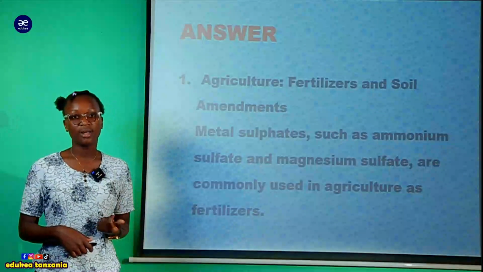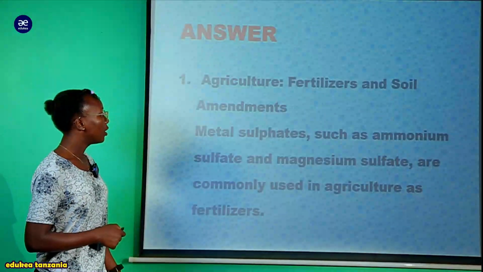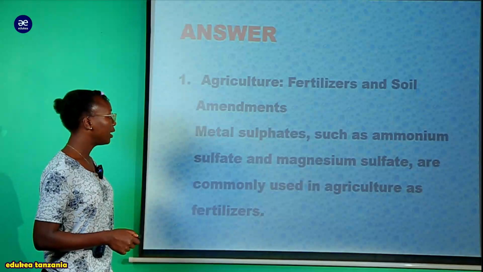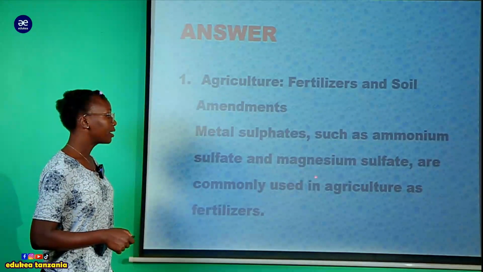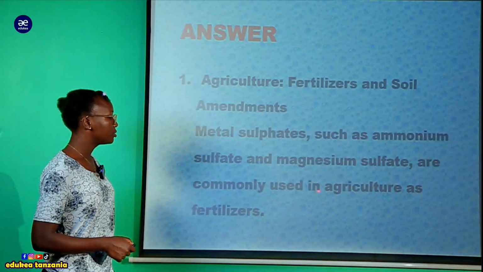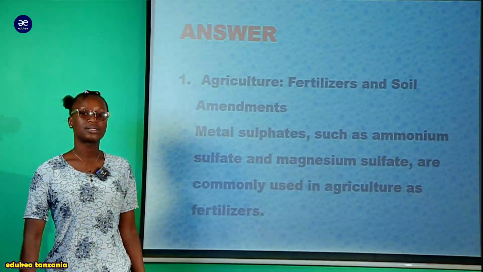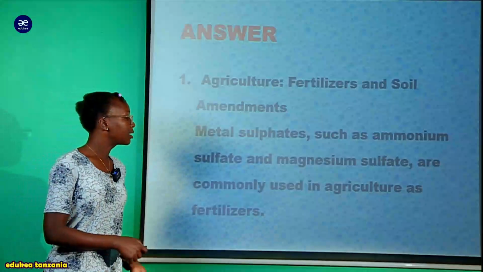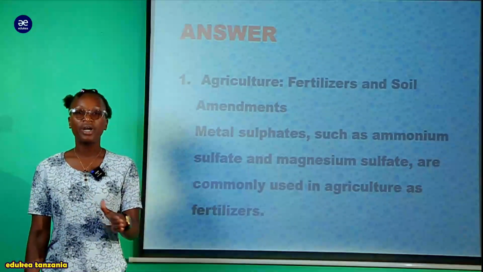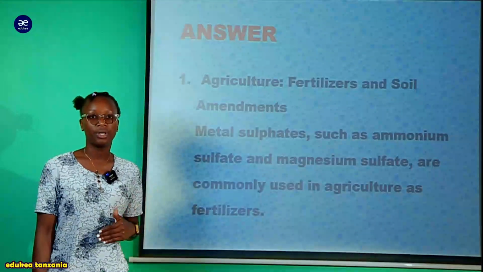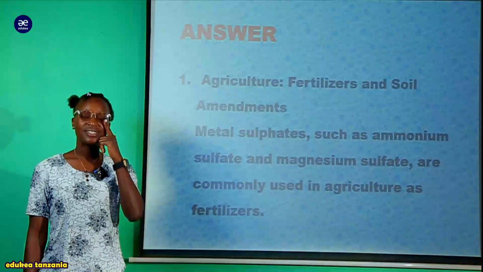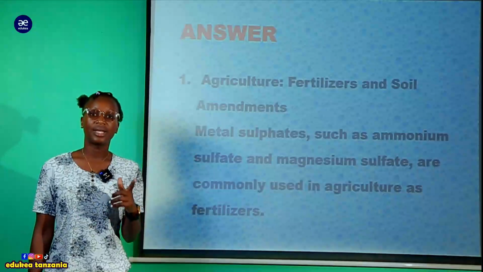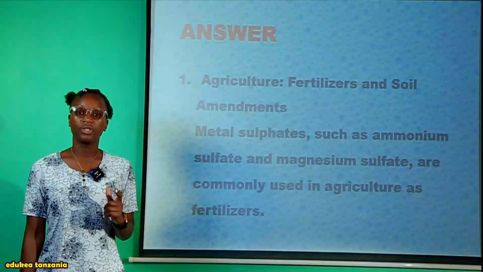So you can see that metal sulfates such as ammonium sulfate and magnesium sulfate are commonly used in agriculture as fertilizers. Kwamba hizi ammonium sulfate and magnesium sulfate are very common fertilizers which are useful in agriculture. So that is the first significant use of metal sulfate in the field of agriculture.